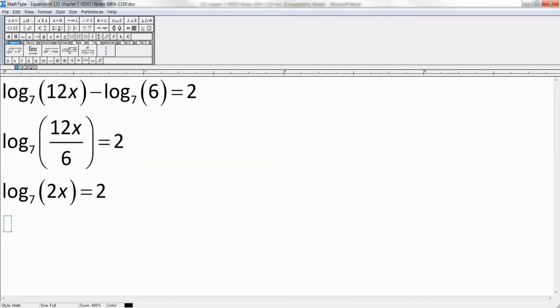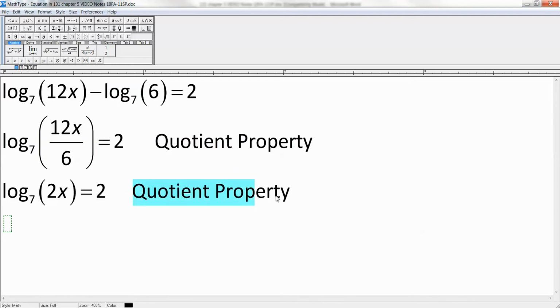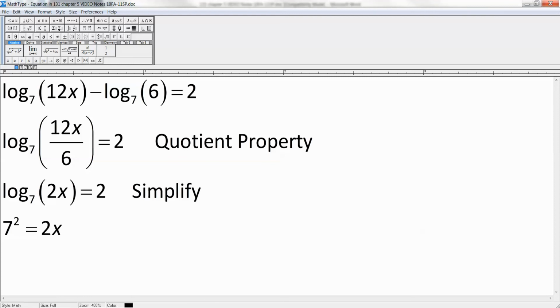All right, so now I'm going to use the property. So let me put it this way. I used the quotient property right here. And then the next step, I just simplified a little bit, right? Try to make it a little bit cleaner inside there. All right, now I'm going to rewrite using the definition. So 7 to the 2 is equal to 2x.